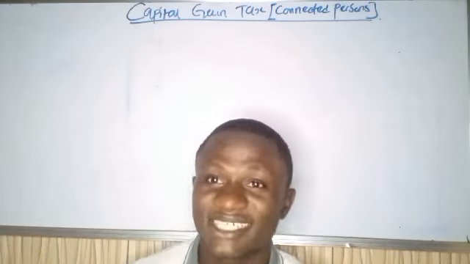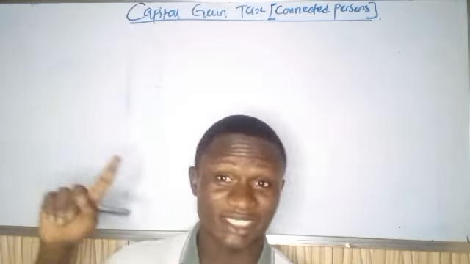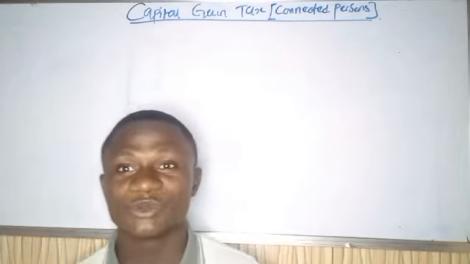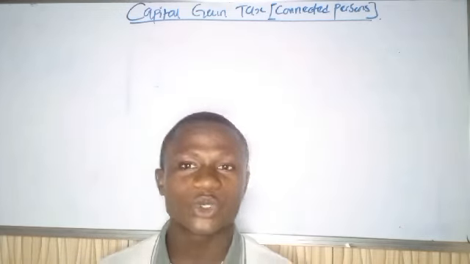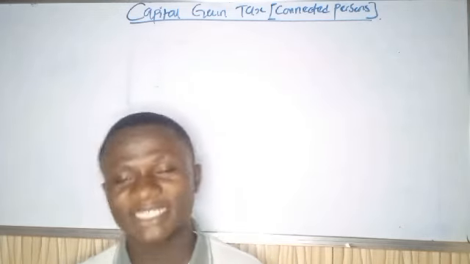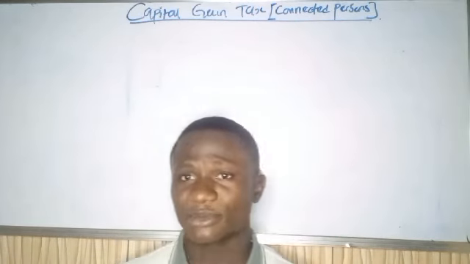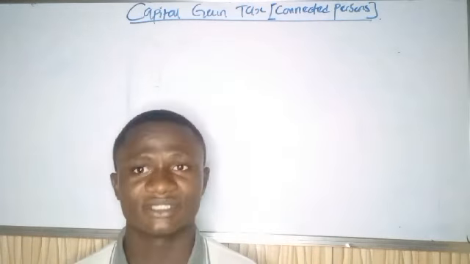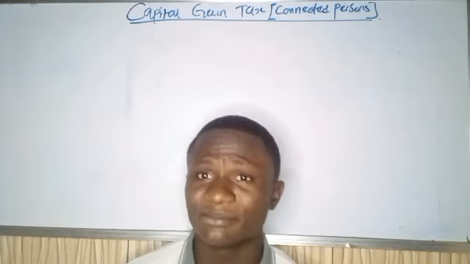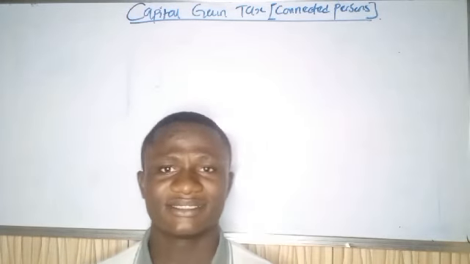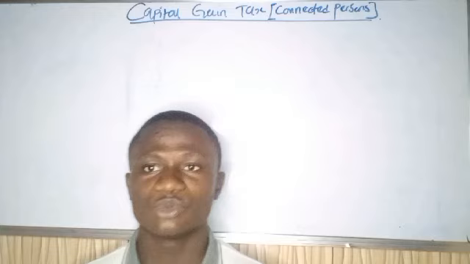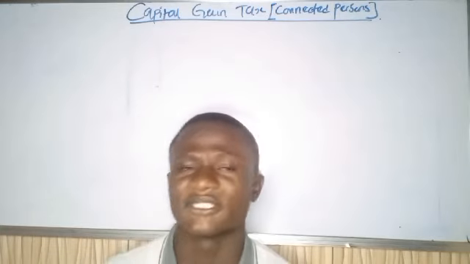Now, for the sake of this class, we'll be doing capital gain tax, as you can see on the board. But in this class, we'll be doing capital gain tax with connected persons. The question you need to ask is, when we say connected person, what do you mean? Connected person can mean relatives, families, siblings, people that you are related with. We call them people you are connected with.